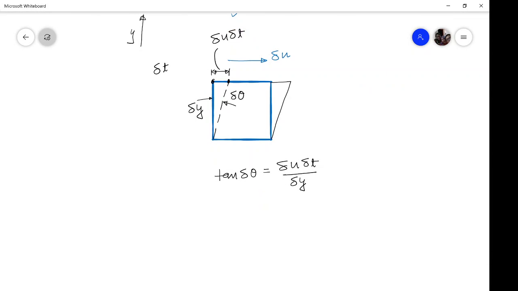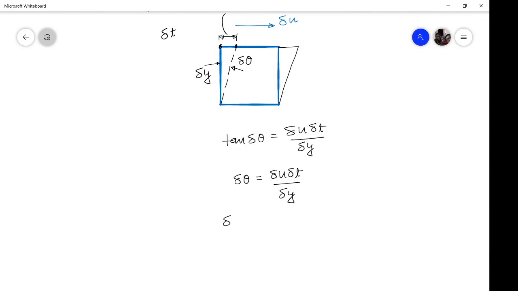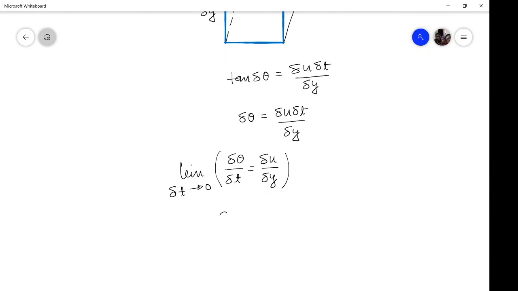For a very small angle del theta, tan del theta will be equal to del theta only. So del theta is equal to del u del t by del y. You bring del t onto the left side, this becomes del u by del y. And in the limit when del t is tending to 0, what will happen? This becomes d theta by dt, and this becomes du by dt.